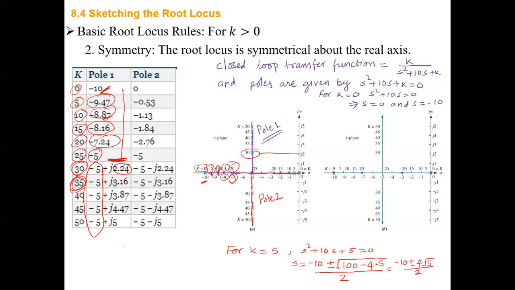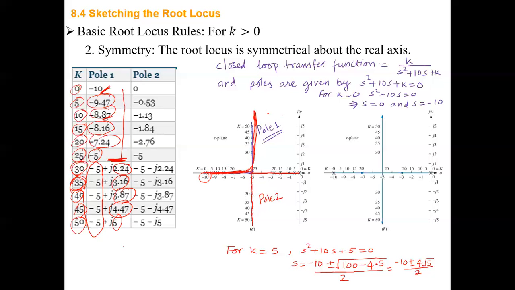Now for 35, it is 3 plus 1, 4. This is 3, slightly more than 3, somewhere here. Then 40, which is 3.87, so close to 4, somewhere here. And then 45, you have 4.47, somewhere here. Then 50, you have 5. Now look, this one started at -10, and it goes like this. Do you see that? It started at -10 and goes like this.